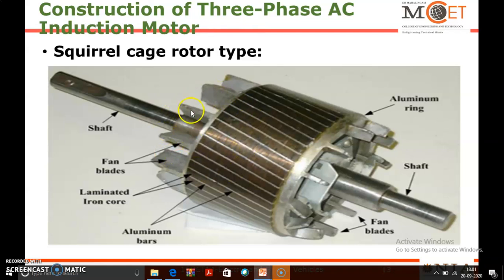So this is the squirrel cage induction type rotor. This is the shaft. The shaft is used to couple with the mechanical load in order to run the mechanical load effectively. This is the fan blades. And this portion is the iron core, which has been laminated. This iron core has been laminated in order to avoid the eddy current loss and the hysteresis loss due to the magnetic effect. And this white color is the aluminum bar, or sometimes we can make use of a copper bar also.